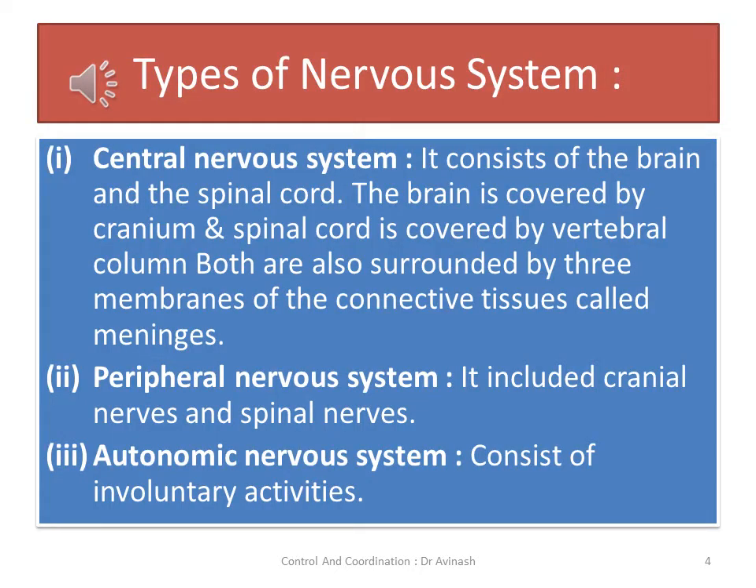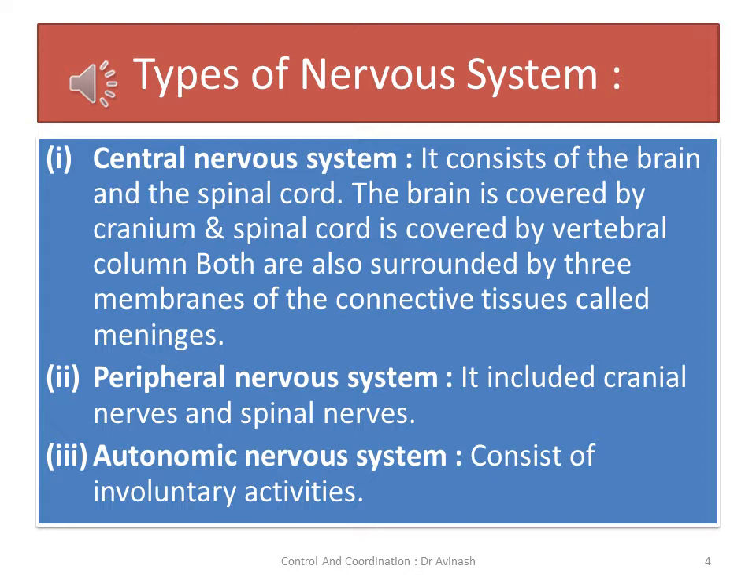So here are the types of nervous systems. There are three types: the central nervous system, the peripheral nervous system and the autonomic or autonomous nervous system. Now what parts are involved in the central nervous system? The central nervous system consists of the brain and the spinal cord. The spinal cord runs through the vertebral column. This is called the spinal cord.